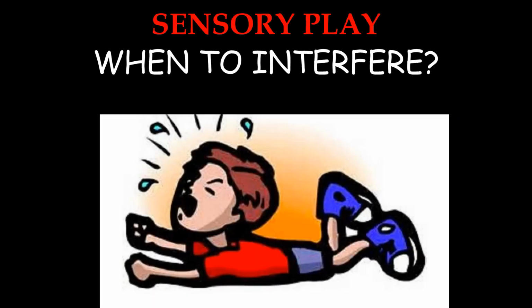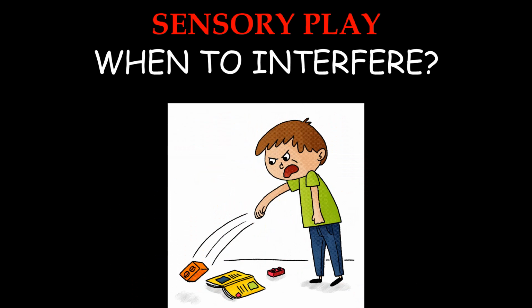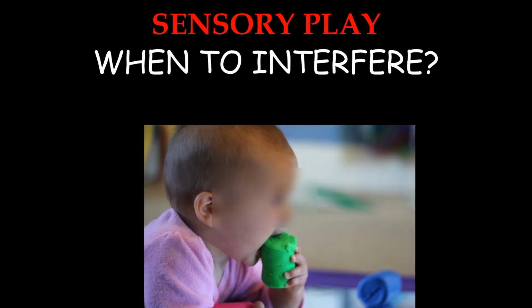Three important aspects. First, that the child is not hurting themselves. Second, the child is not hurting anyone else. And third, whatever they are doing is not causing any harm to the child unknowingly. For example, they try to put mud in their mouth or they try to put Play-Doh in their mouth.